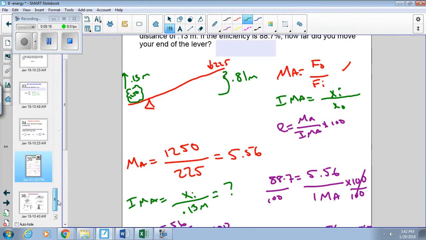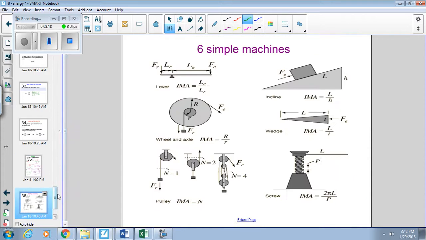Alright, so let's talk about a couple simple machines real fast. I know this is another longer one. I'll try to keep it under 10 minutes if possible. No promises. Alright, so there's 6 basic types, and they all relate back to the ideal mechanical advantage. So the lever is what we just did. We have a wheel and axle. That relates ideal mechanical advantage to the radii of the wheel and the axle.